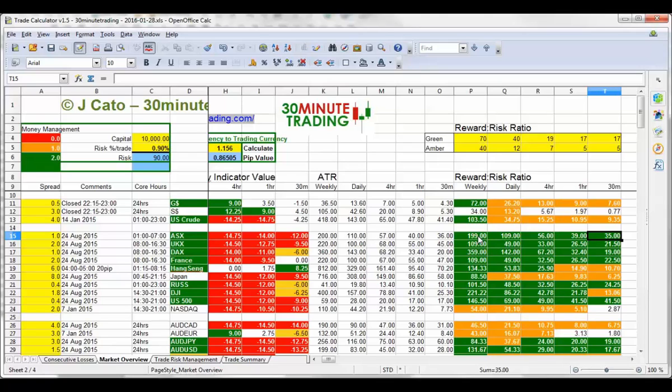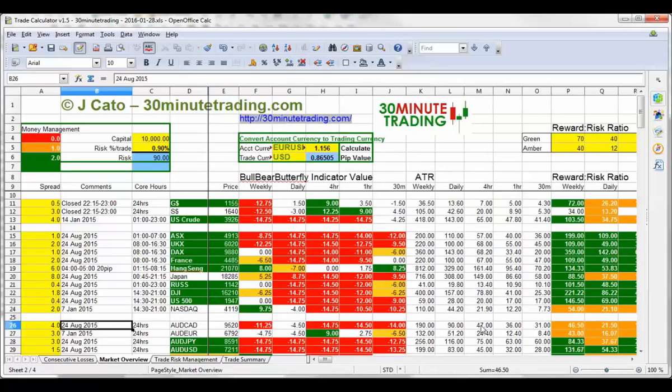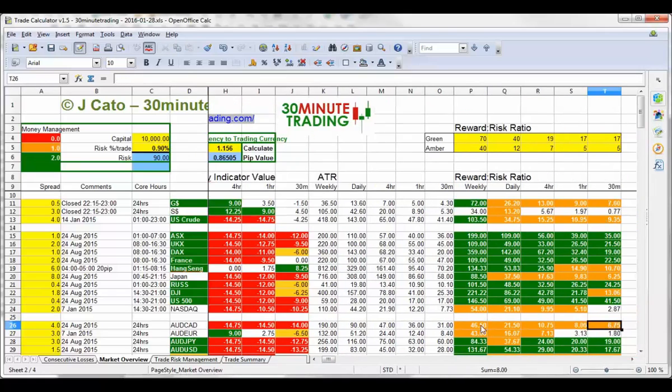Now, some things, as you can see, go amber when we come down here. So this is the Aussie CAD, and you can see here again that on the weekly we're bear, butterfly, bear, bear, bear. Good candidate. But we are amber on the trade. And especially as we come down to the lower time frames, you can see this number is 6.